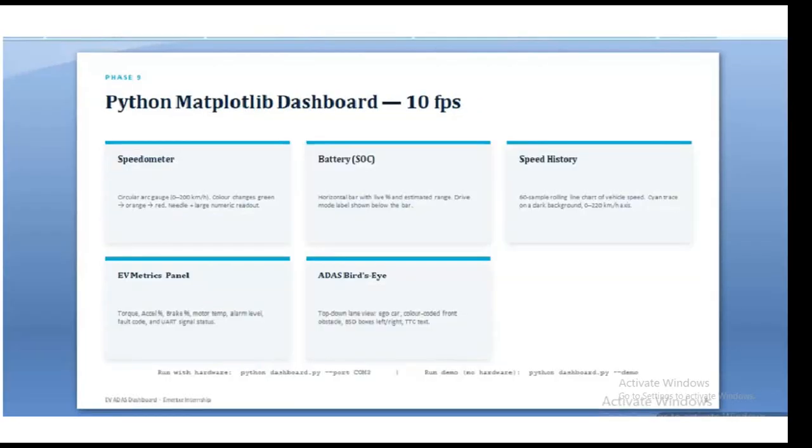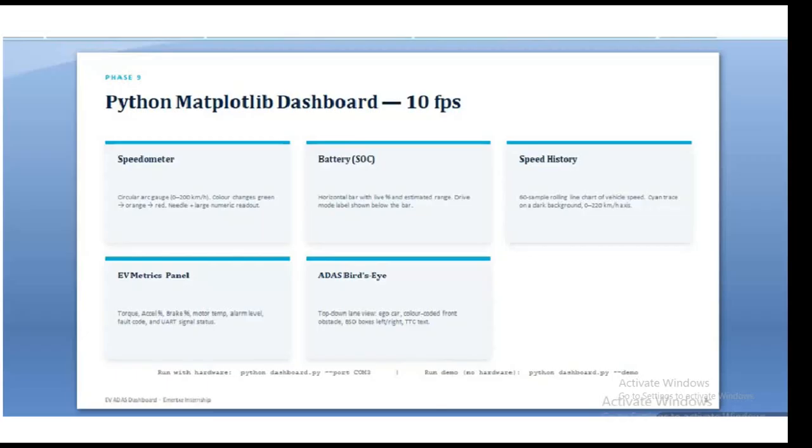And the next is the Python Matplotlib dashboard, which displays all the EV and ADAS information in real time. The dashboard refreshes at 10 frames per second, providing smooth live monitoring. On the left, we have the speedometer, which shows the current vehicle speed with a color indicator based on the speed range.